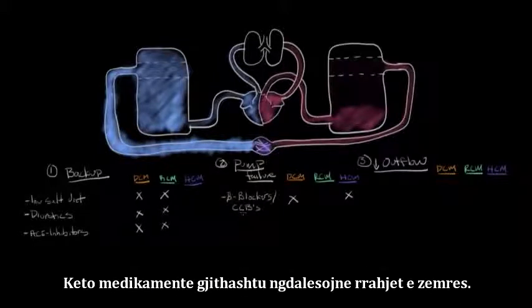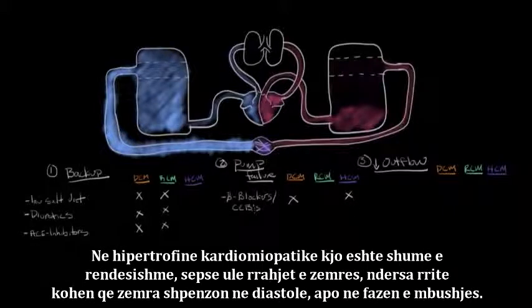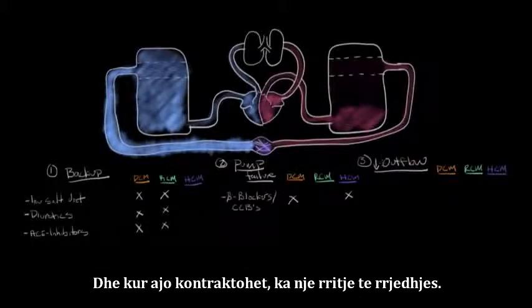These medications also slow down the heart rate. And in hypertrophic cardiomyopathy, this is important because a decreased heart rate increases the time in which the heart is spent in diastole, or the filling phase. And so then when it contracts, there's an increased outflow.